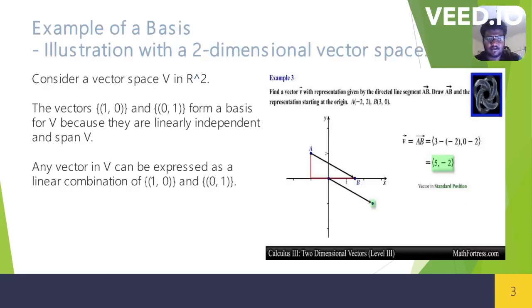So, coming to the example of a two-dimensional vector space. This is about the 2D plane, in which we consider a vector space V in R2. The vectors (1, 0) and (0, 1) form a basis for V because they are linearly independent and span V. Any vector in V can be expressed as a linear combination of (1, 0) and (0, 1).